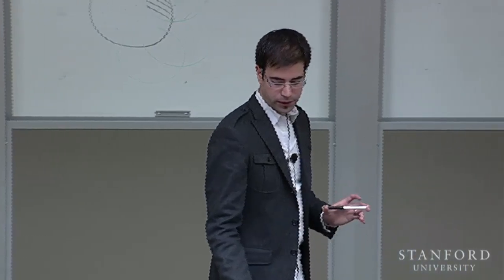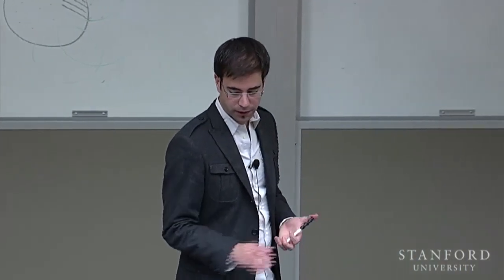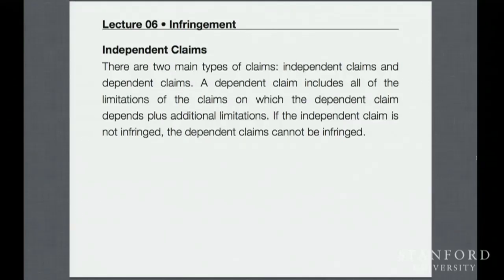We talked about this, two main types of claims, independent claims and dependent claims. Dependent claims include all of the limitations of the claims on which they depend, plus additional limitations. If the independent claim is not infringed, that means that one of those limitations is not found in the accused product. And so it doesn't matter how many more limitations you add, you're still going to find one that wasn't there.